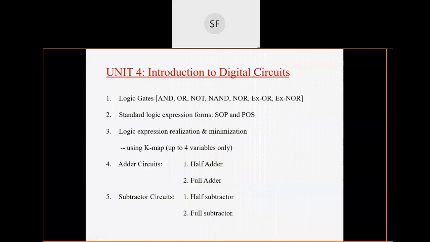In the last 2 to 3 lectures, we are discussing unit number 4, that is Introduction to Logical Circuits. We have completed logic gates. Then we started with the standard logic expression forms, that is sum of product and product of sum. In the last lecture, we have seen the sum of product form completely, and also the standard sum of product, or canonical sum of product. Now in this lecture we will see the product of sum form and the standard product of sum form.